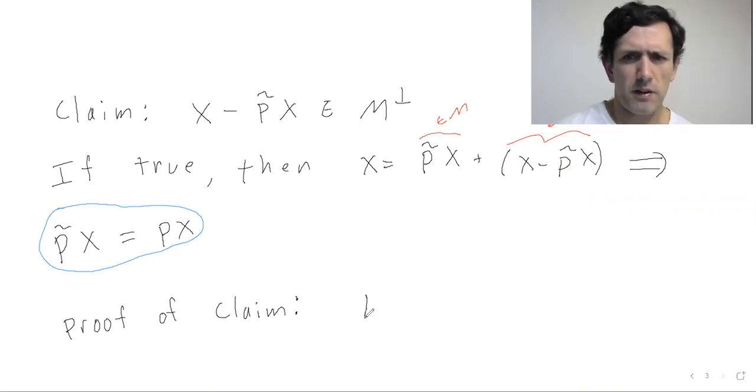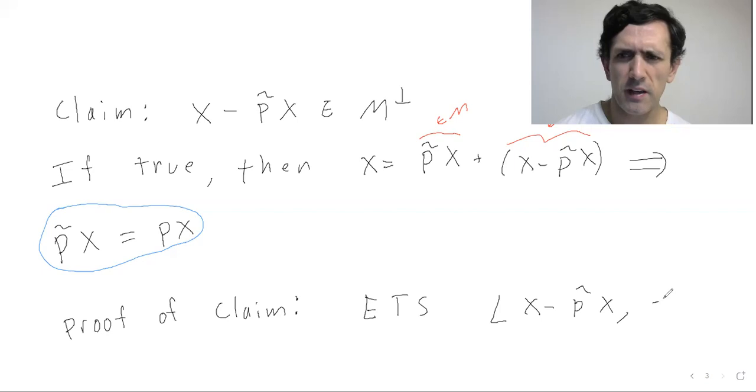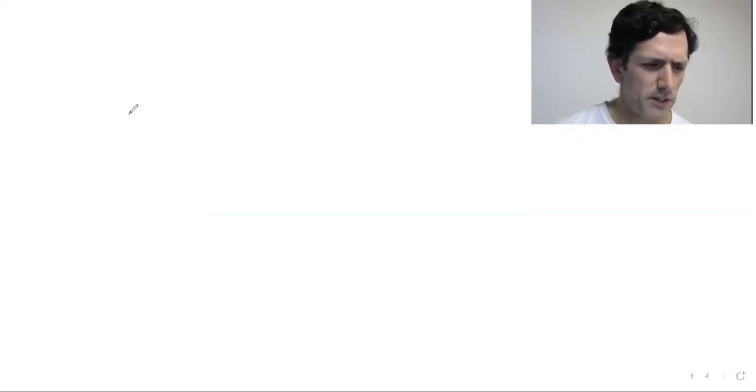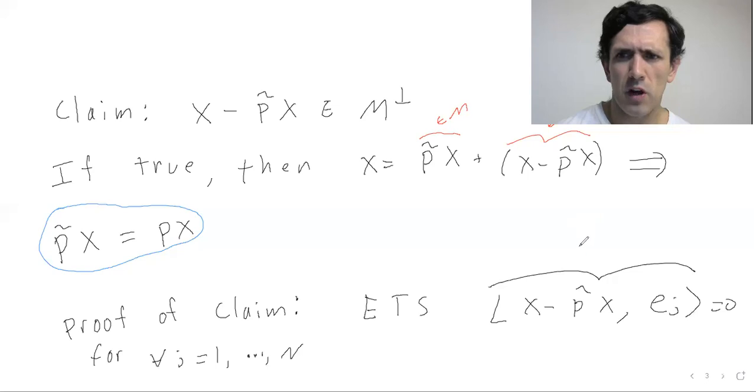Yeah, and obviously it's enough to show that the inner product of x minus P tilde x with e_j is 0 for any j from 1 through N. Why is that? Well, let's see why. So I want to compute this here. Let's call this star, whatever it is.